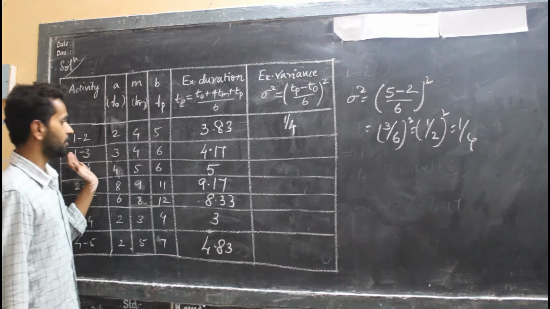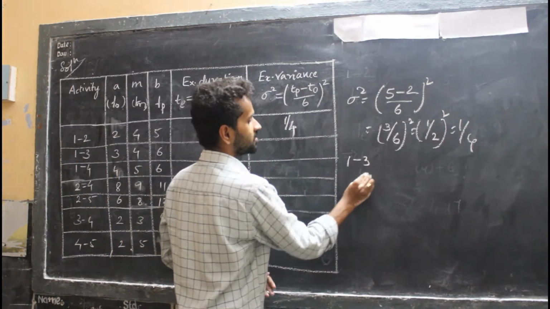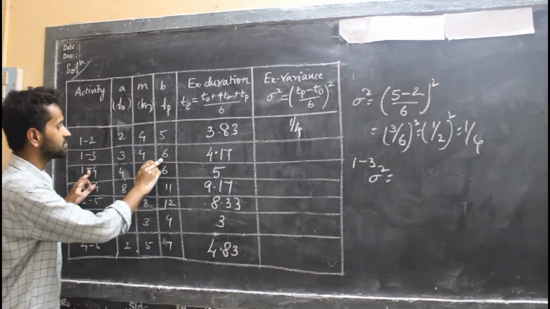Similarly, for activity 1 to 3, my sigma square equals TP. What is TP's value for 1 to 3? 6.